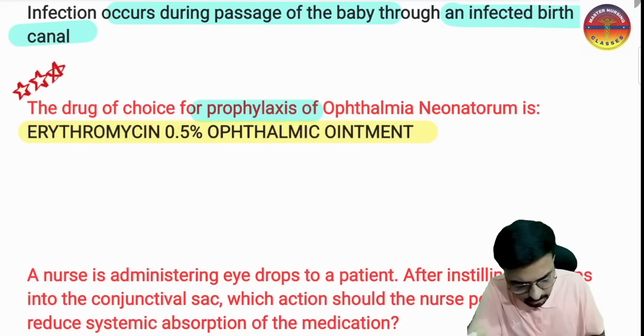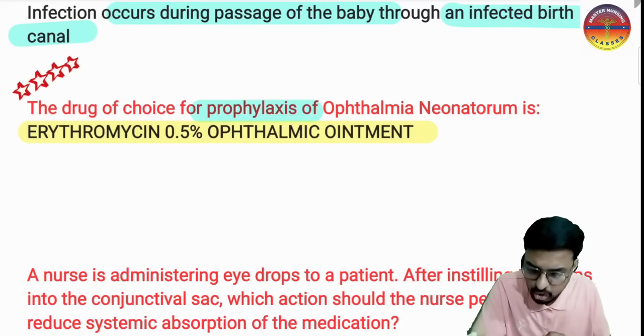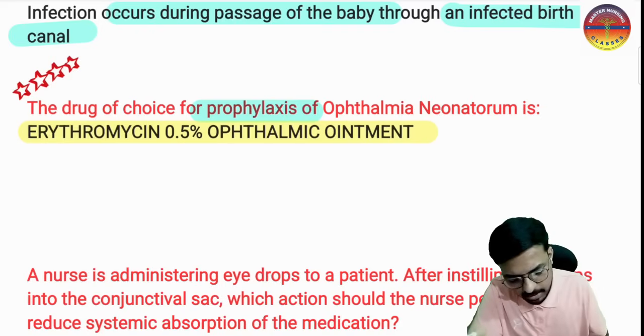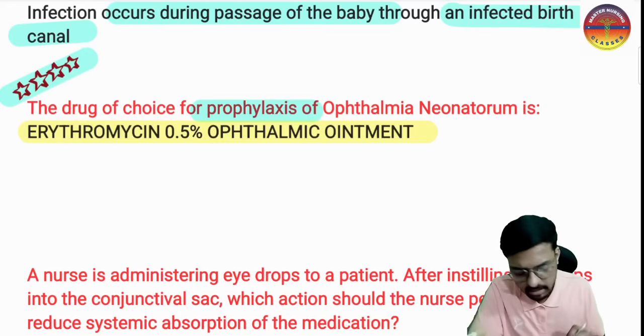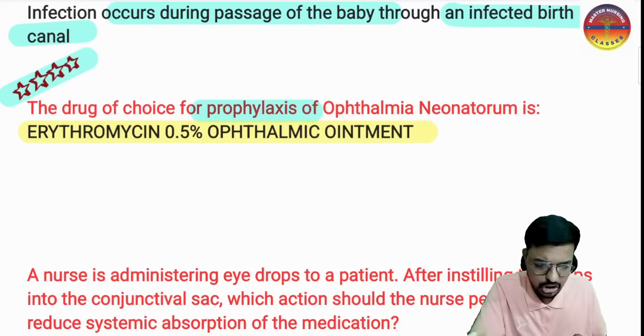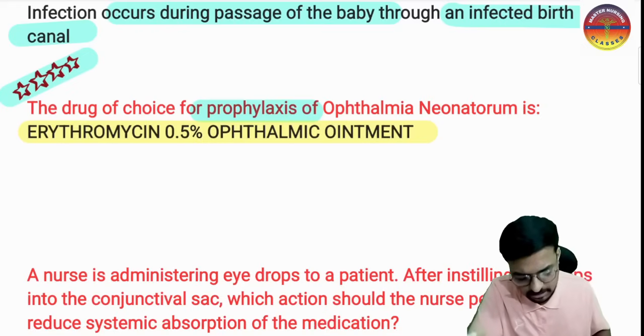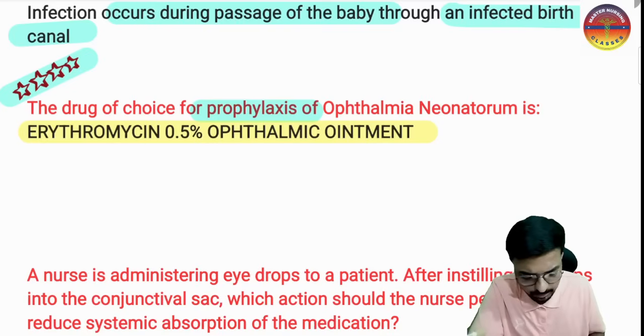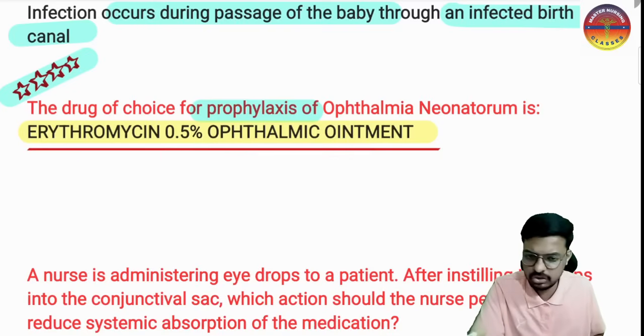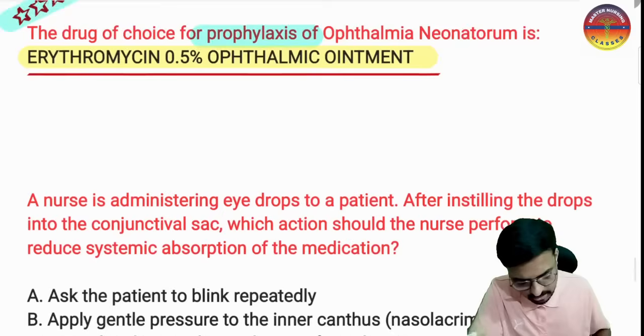Which ointment is that? We apply erythromycin 0.5% ophthalmic ointment to the eyes of the baby immediately after birth, if the mother has any history of Neisseria or Chlamydia trachomatis infection. Okay, so that's very important. Not only that, this is a very important point, and it is a question asked multiple times in the exam. Okay, yes sir.